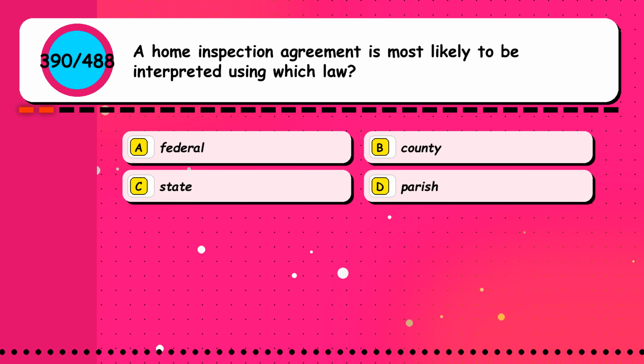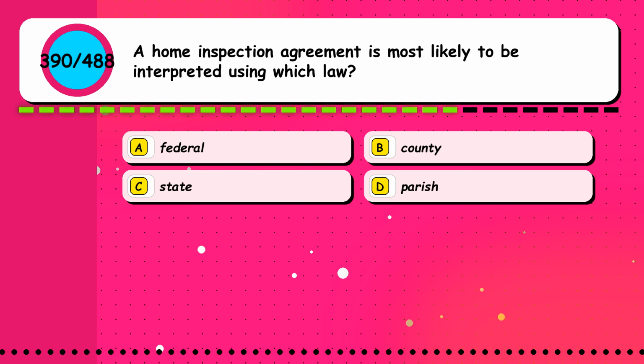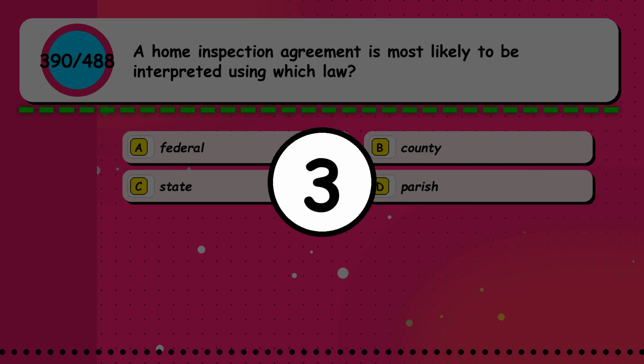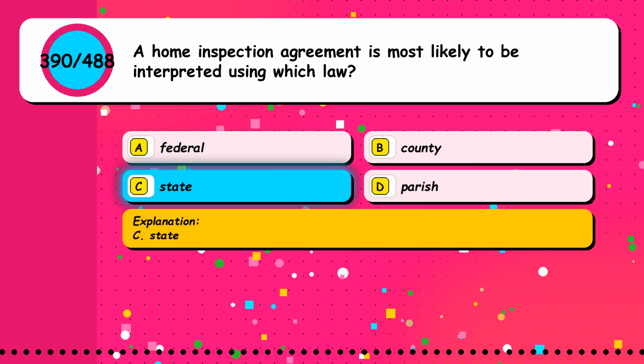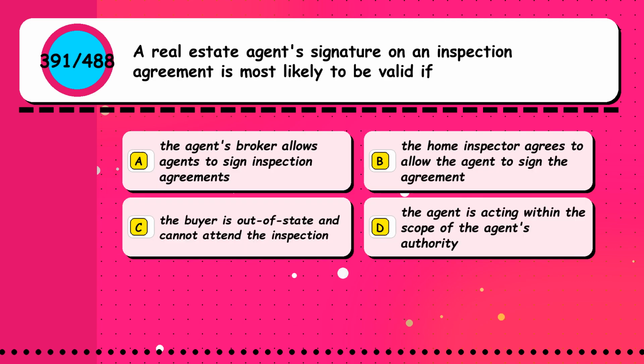Question 390. A home inspection agreement is most likely to be interpreted using which law? Option A, federal. Option B, county. Option C, state. Option D, parish. The correct answer is option C, state. C, state.